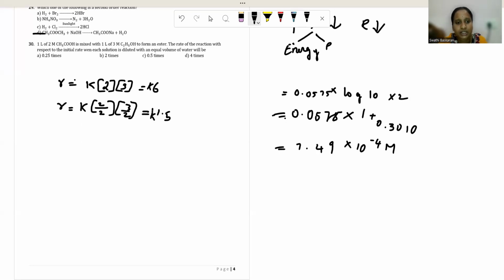Now what they have asked is the rate of the reaction with respect to the initial rate when each solution is diluted with an equal volume of water. So 1.5 divided by 6, if you do, you will get a value of 0.25 times. Which option will be correct for you now? Option A would be correct, which is nothing but 0.25.